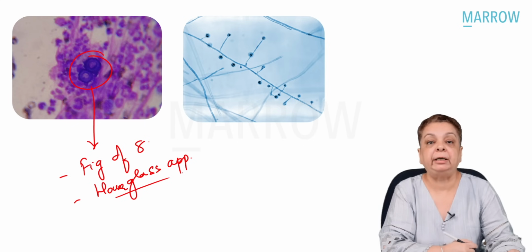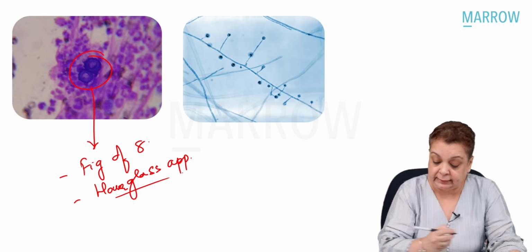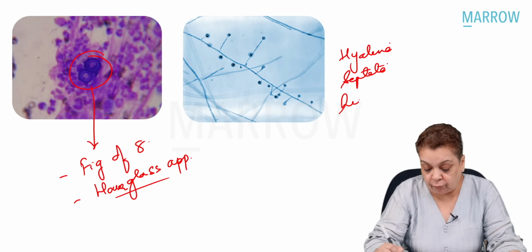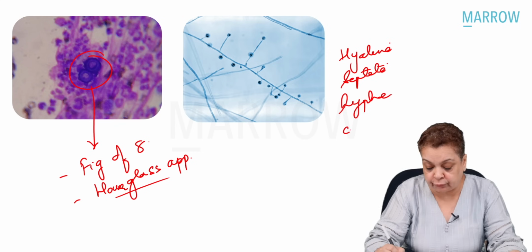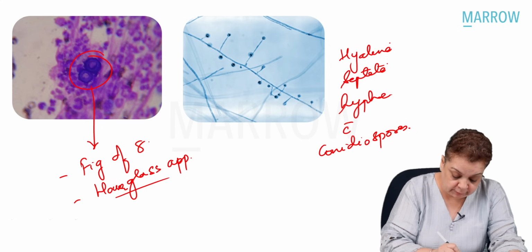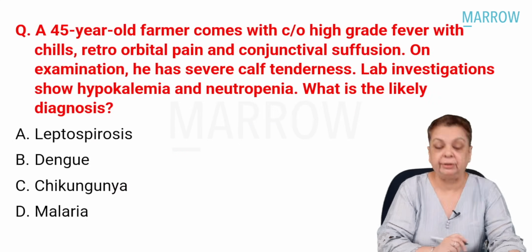or broad-based budding of Blastomyces, and these are the hyaline septate hyphae with conidiospores of Blastomyces. Okay. So this is also a dimorphic fungus, as I just told you in the previous question.